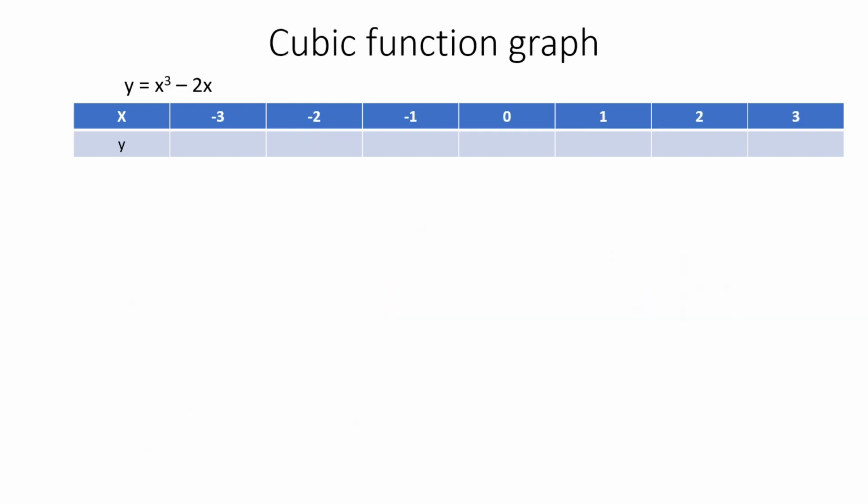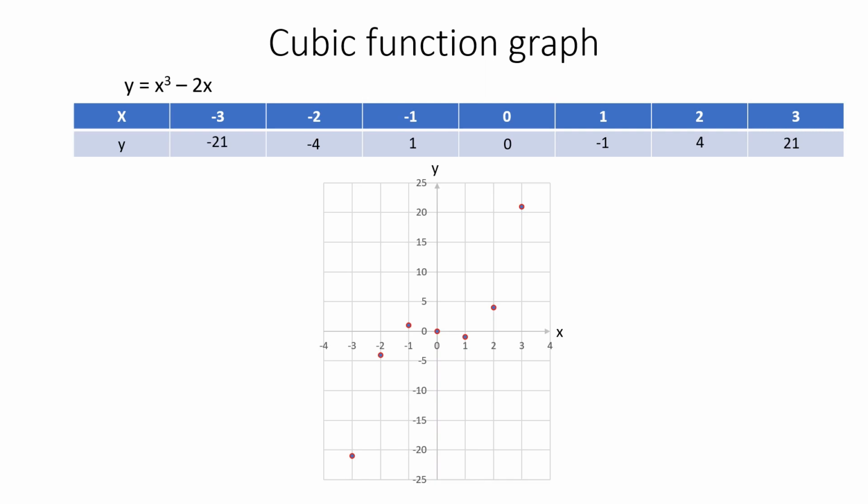Same goes for the cubic function graph. First, you calculate the corresponding y values. Next, you plot all the points, and you can see that it is a curve. So you draw a smooth curve to connect all the points. For a cubic function graph, the highest power of x is 3. The curve is an S shape.